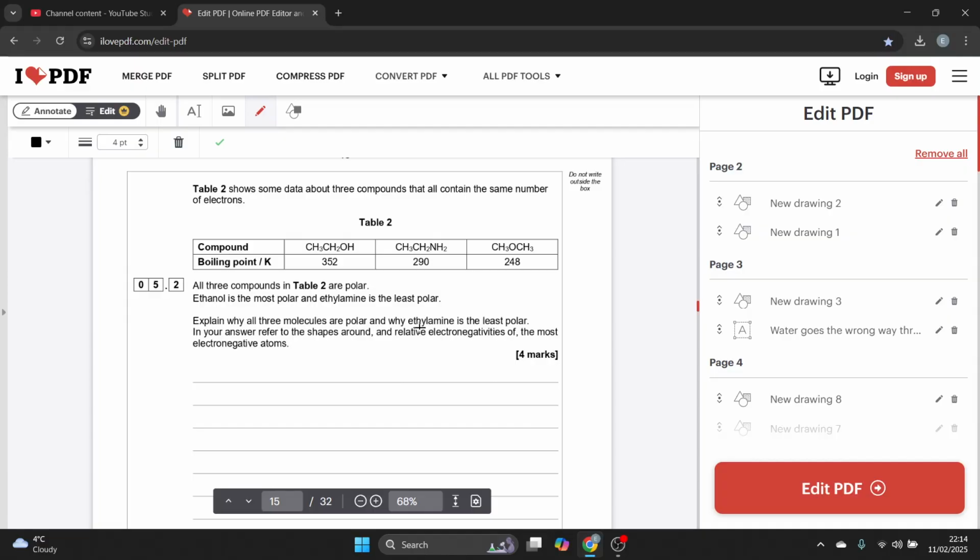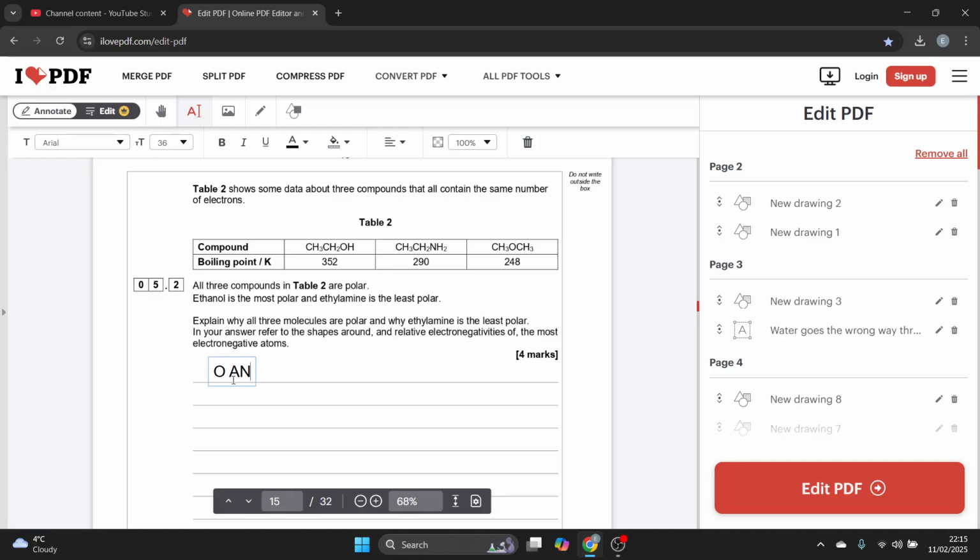Ethanol is the most polar and ethylamine is the least polar. Explain why all three molecules are polar. So what's it saying? It's saying all three compounds in table 2 are polar. Ethanol is the most polar. Ethylamine, so the second one, CH3CH2NH2, is the least polar. Explain why ethylamine is the least polar. Explain why all three molecules are polar.